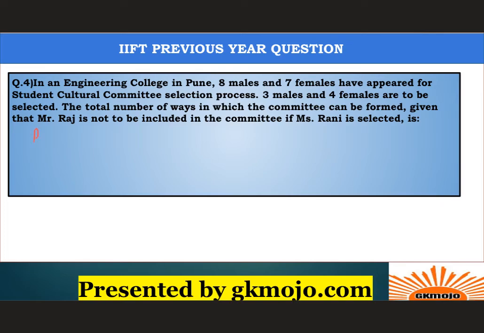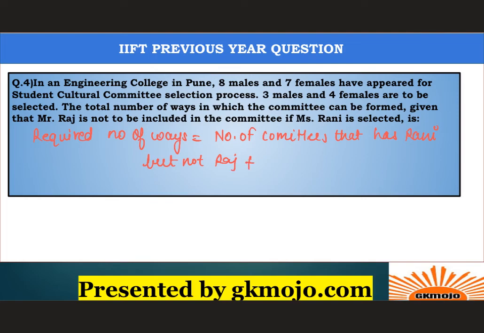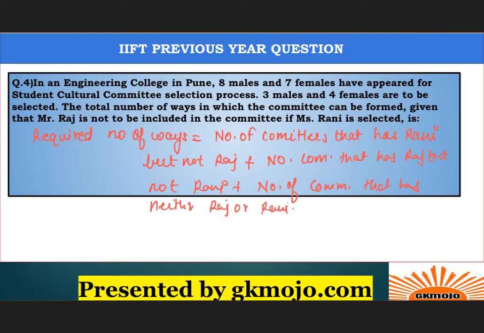So first of all, required number of ways, all right, it will be the number of committees that has Rani but not Raj, plus number of committees that has Raj but not Rani, plus number of committees that has neither Raj or Rani. So these are the three cases that you need to add, all right?